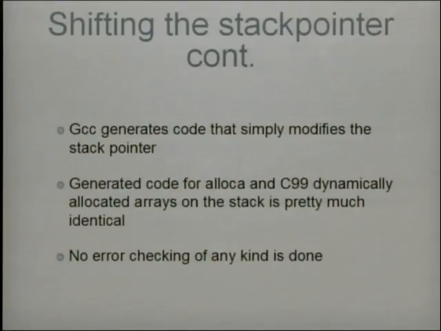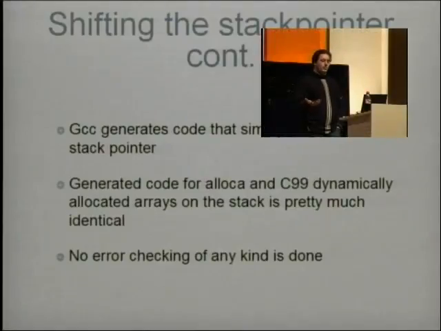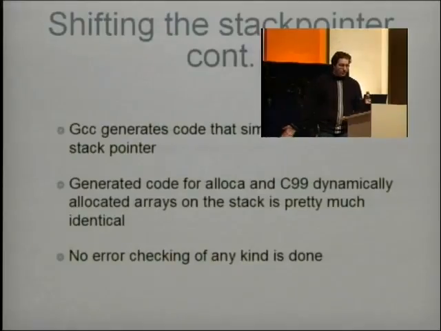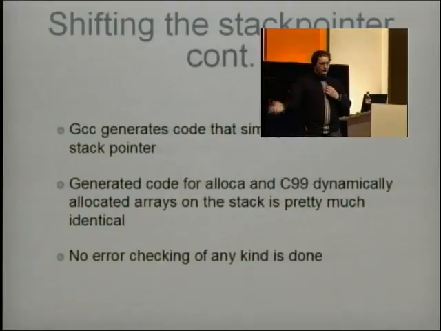So what really happens if you do these things is you just allocate more space on the stack, and what this really means is that all you have to do is modify the stack pointer, right? Because that basically gives you some piece of memory on the stack. And that's what your compiler does. It generates code that does nothing else but subtract an arbitrary amount of length from the stack pointer. And the code generated for alloca and these C99 dynamically allocated arrays on the stack is identical. They do the exact same thing, and it's only 4 or 5 instructions, exactly the same instructions.